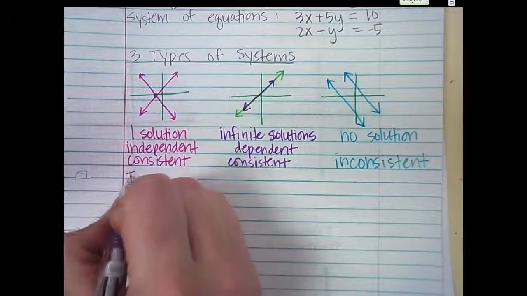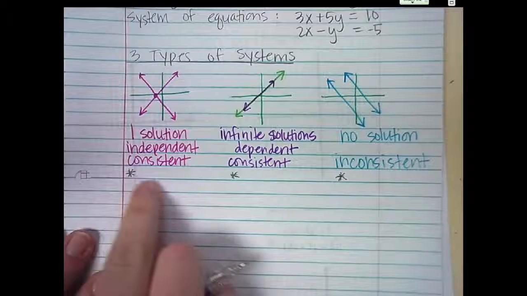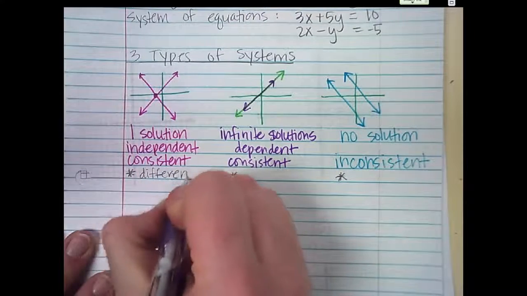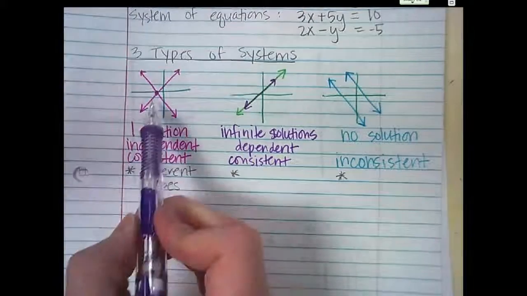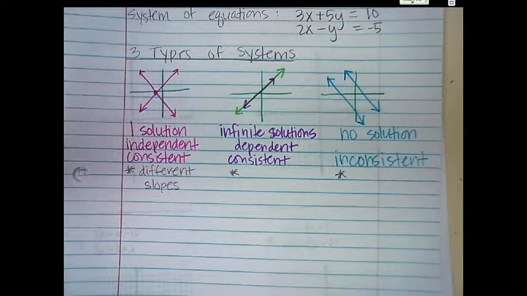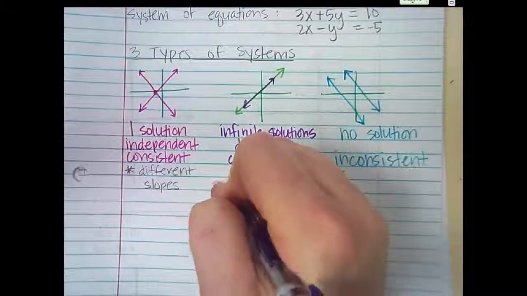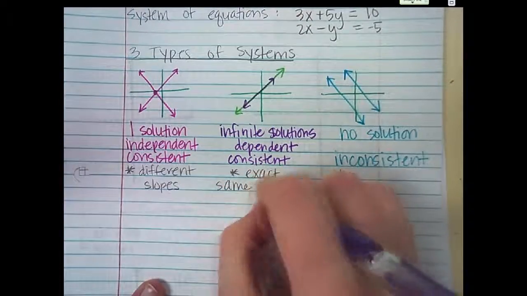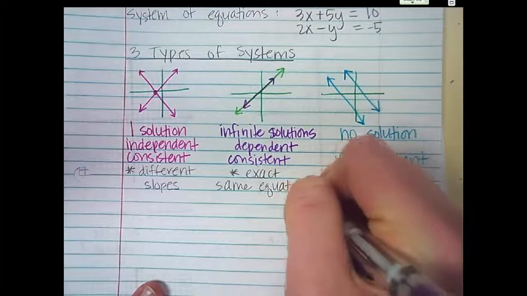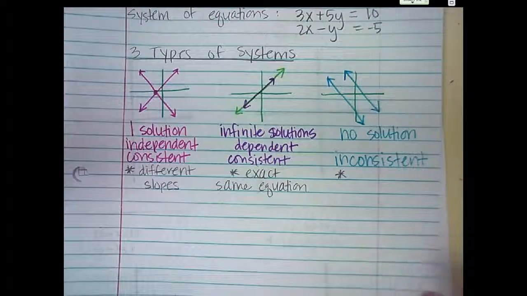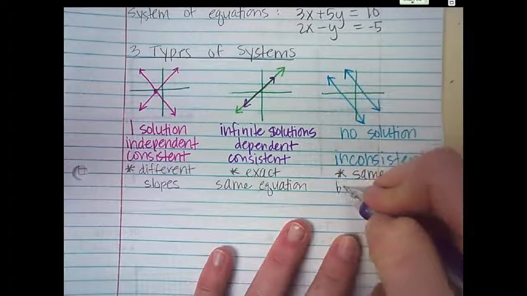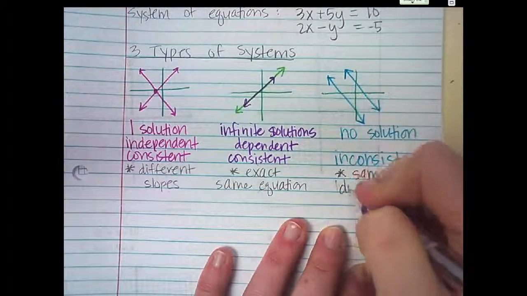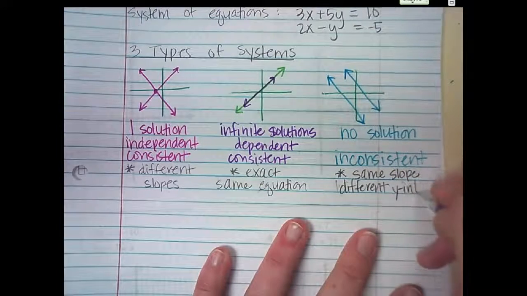If you want, underneath that, let's go back to each one and describe the equation. For this one, mainly we're just looking for different slopes. They could both be positive, or one positive and one negative, it doesn't matter. They just need to be different because then they're going to cross in one place. That's independent. Your dependent system is the exact same equation, so same slope, same y-intercept. I'm just going to say exact same equation. And then parallel lines have what kind of slope? Yeah, same slope. But of course here there have to be different y-intercepts, that way they're not the exact same line.